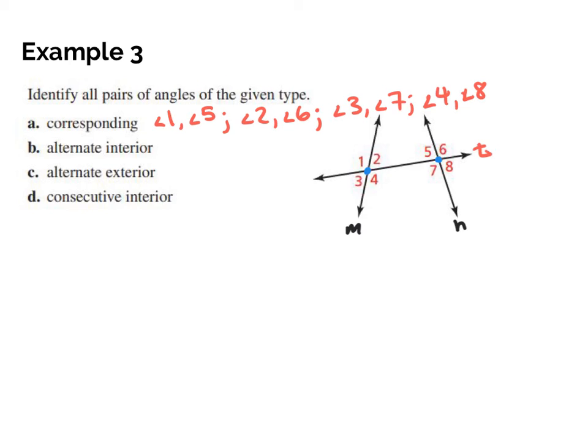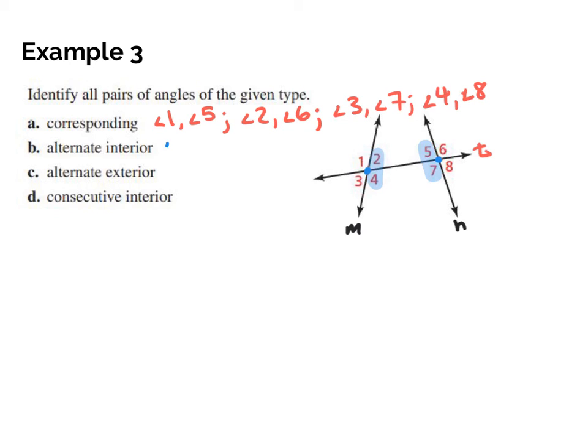All right, now let's look at the alternate interior angles. Interior angles are going to be the 4 angles between the 2 lines M and N. So we have angles 2, 5, 4, and 7. Alternating means that they are going to be on opposite sides of the transversal. Remember that they cannot be adjacent to each other.